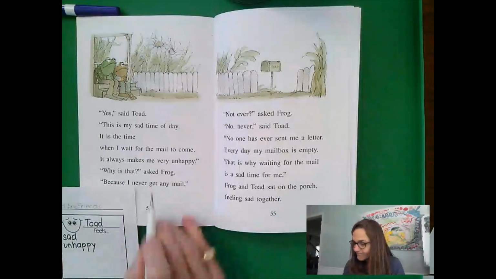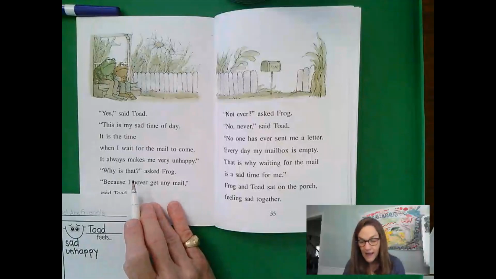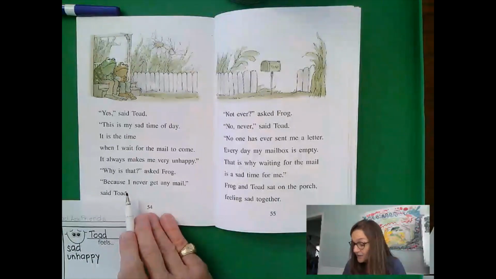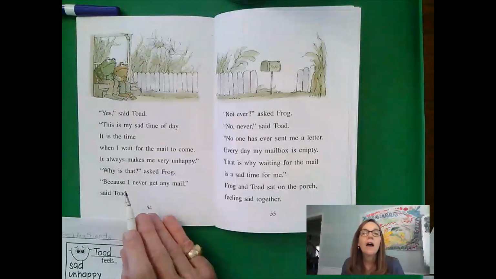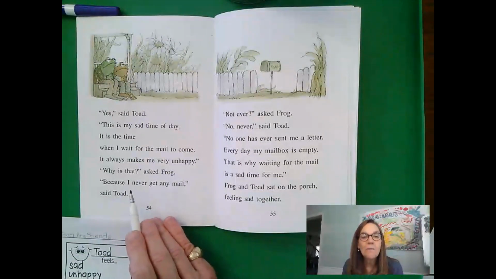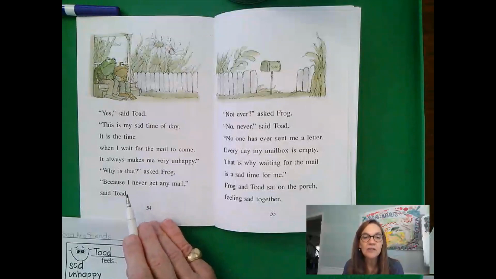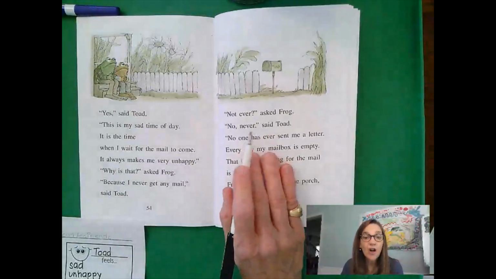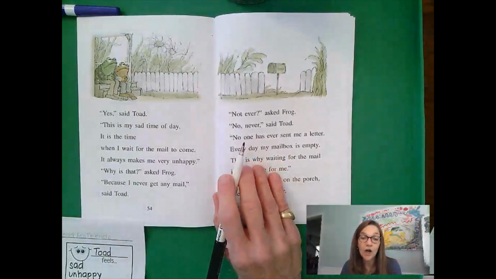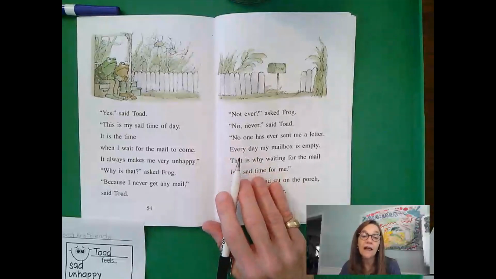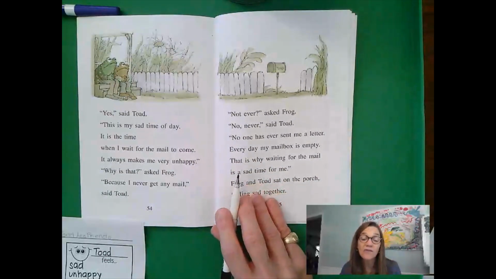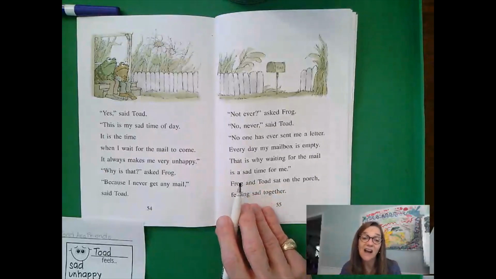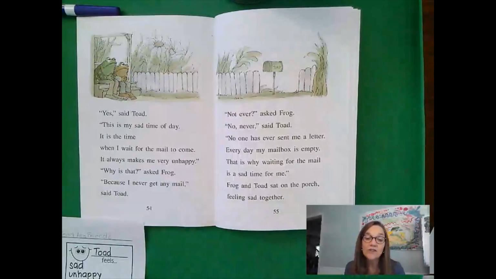"Why is that?" asked Frog. "Because I never get any mail," said Toad. Okay, let's talk about how this makes him feel. "Not ever?" asked Frog. "No, never. No one has ever sent me a letter. Every day my mailbox is empty. That is why waiting for the mail is a sad time for me." Frog and Toad sat on the porch feeling sad together.